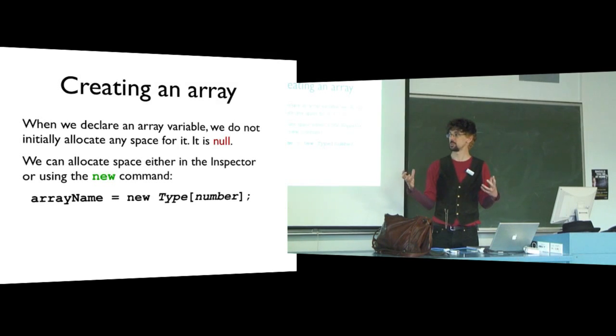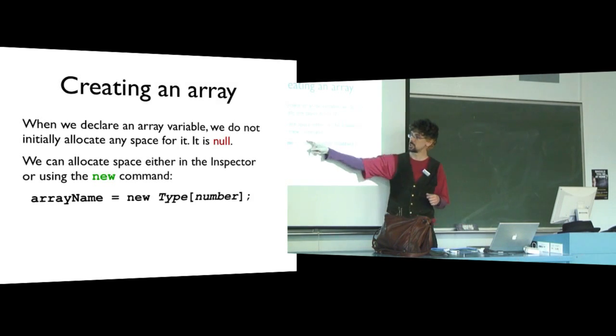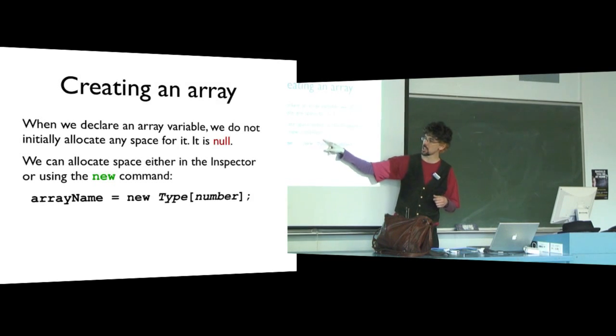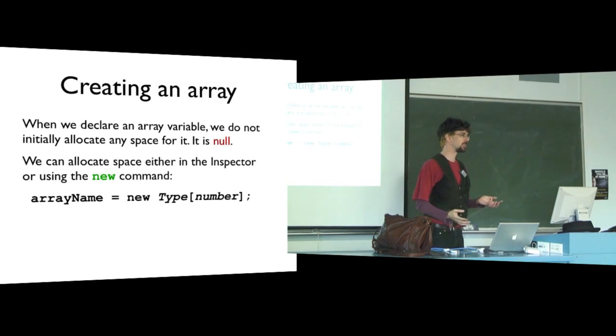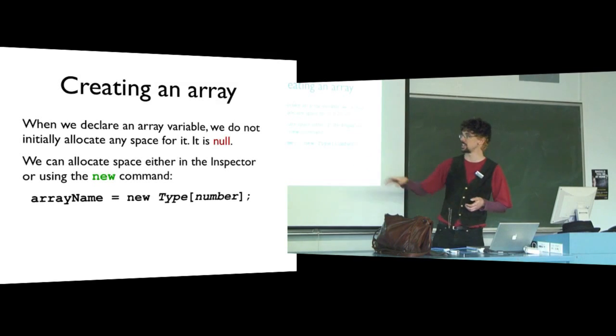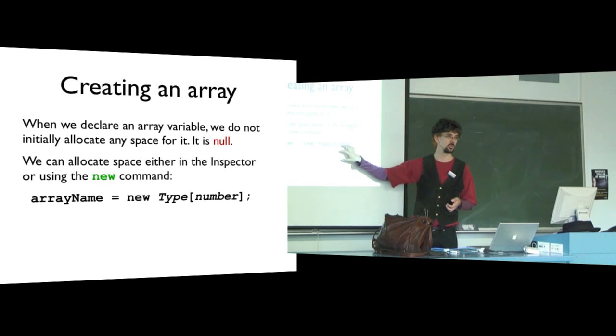To allocate space, we use the new command, and this is the syntax. We say new, and then whatever the type of the array is, and then in square brackets, whatever the number of elements are going to be in the array. Now this number could just be a numeral. We could put in 10 or 12 or whatever, or it could be another variable which gives us an integer. Any integer expression in here will do.